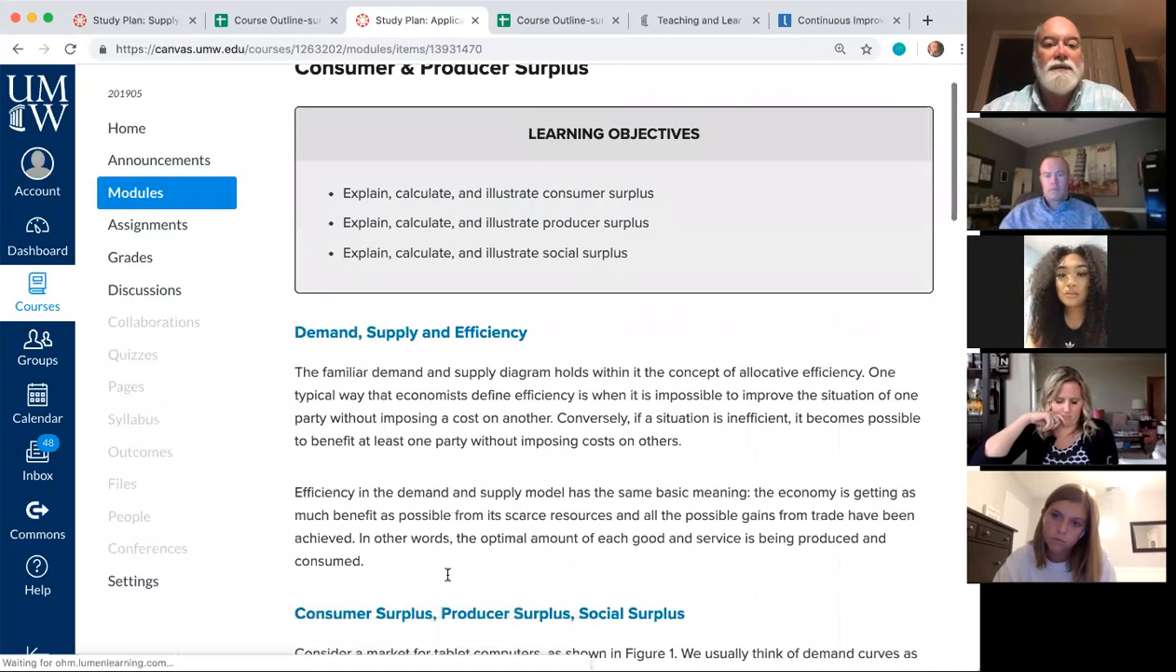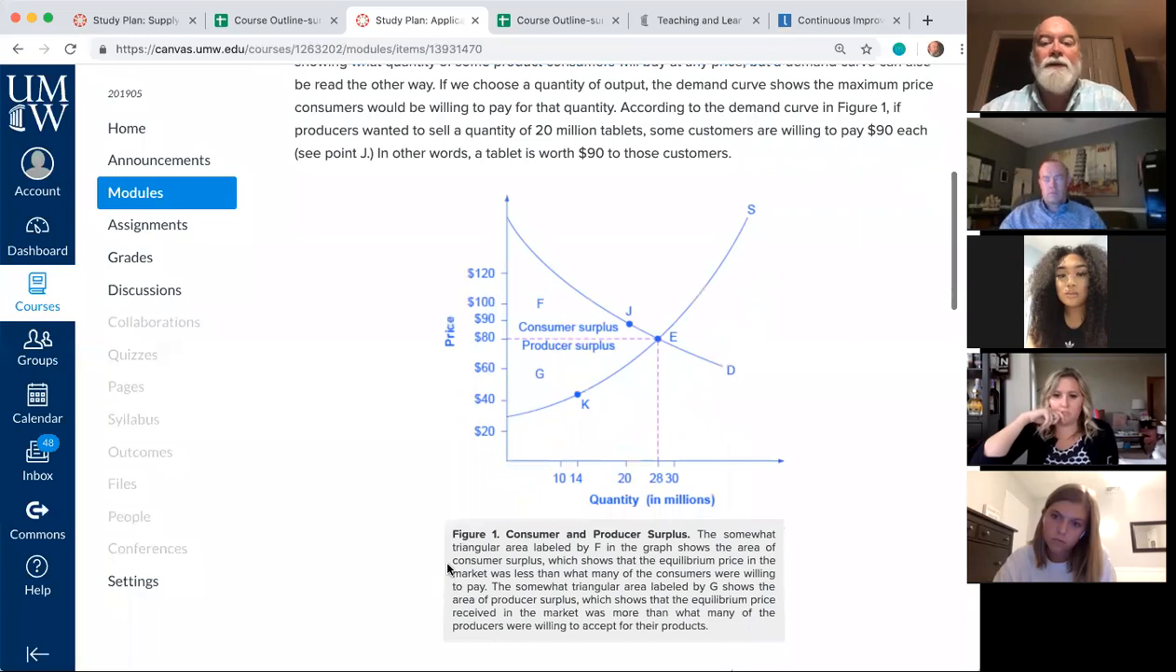Okay, here's a good graph, right? There's a supply curve. There's a demand curve.